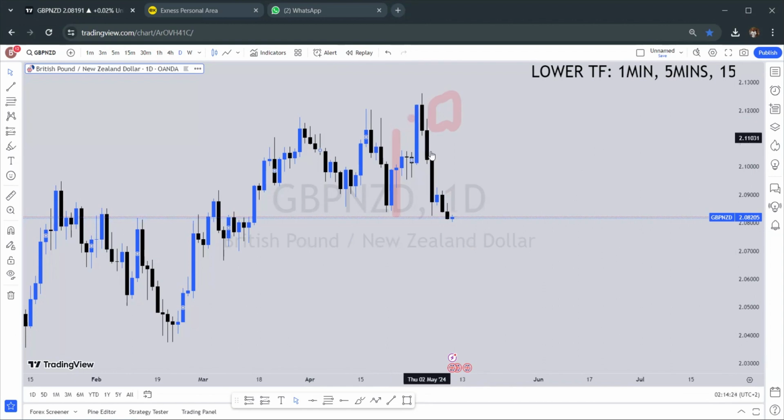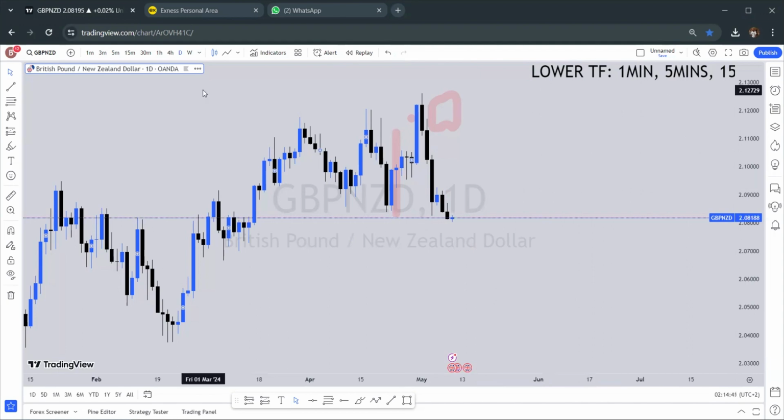So check, 1, 2, 3, 4, 5. It took this market 5 days to sell from this zone down to here. So that's why you should know that swing traders, that's what they always do. They make use of the higher time frames.